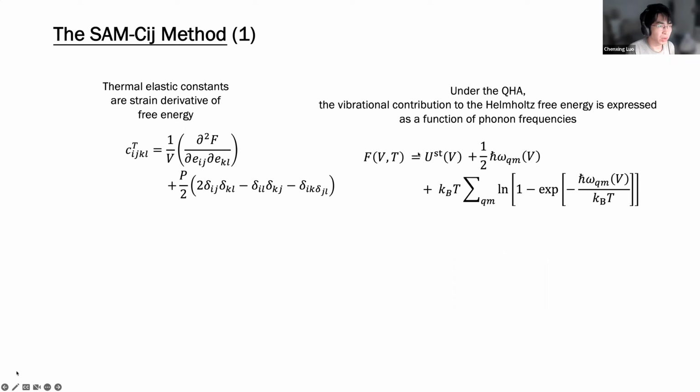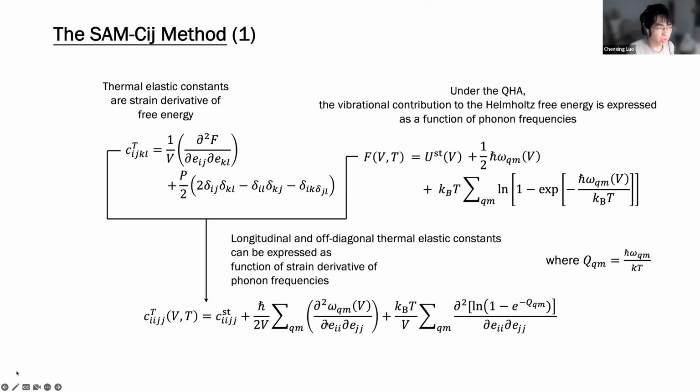So under the quasi-harmonic method, the Helmholtz free energy is shown like this. Besides the static terms, the rest of the terms are written in terms of the phonon frequency, which is only a function of volume. So in order to evaluate this strain derivative of the free energy, what we need to do is to evaluate the strain derivatives of the frequency shown here.